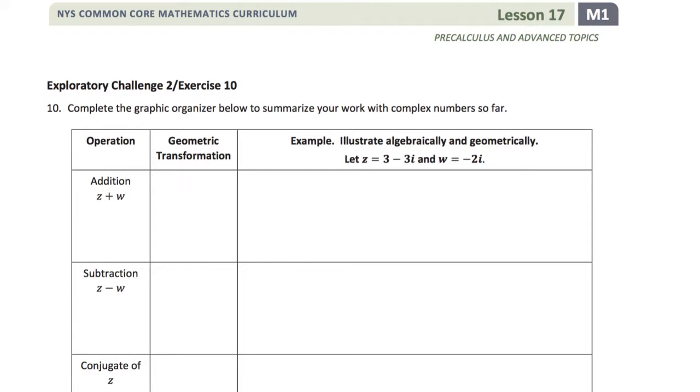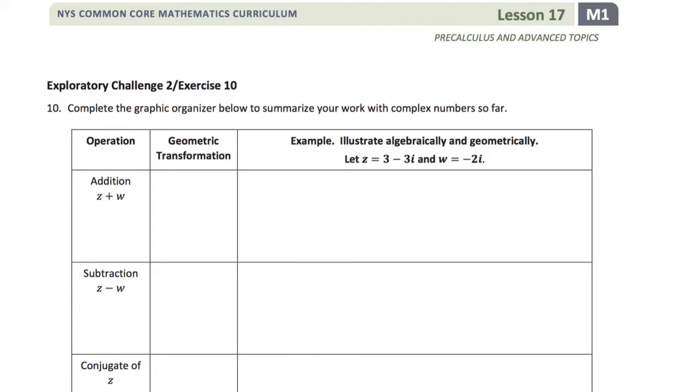Okay, welcome back to Pre-Calculus, Module 1, Lesson 17. We already covered exercises 1 to 9. Now we're going to cover exercises 10 to 13, well, Exploratory Challenge 2 and exercises 10 to 13.